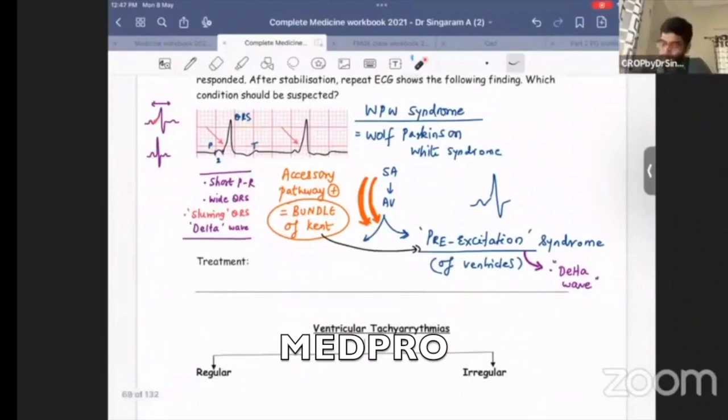Because of this accessory pathway, there will be increased risk of arrhythmias. What is the arrhythmia we are talking about? There is an increased risk of PSVT. Are you able to follow? Due to increased excitation of the ventricle, there is paroxysmal supraventricular tachycardia. That's all. So there is an increased risk of PSVT in this condition.